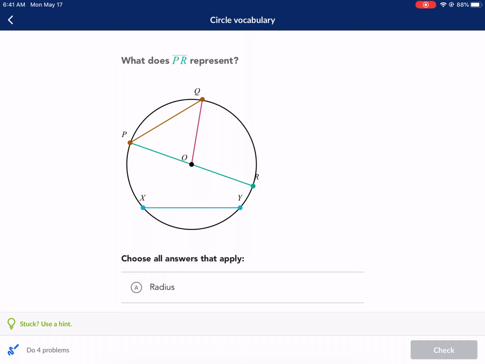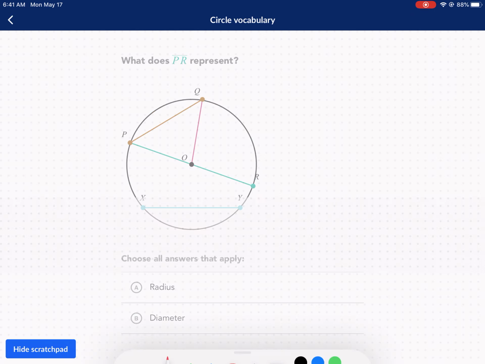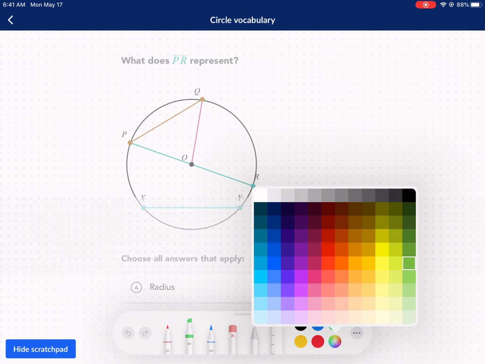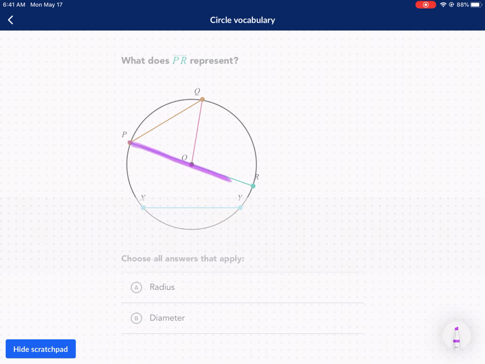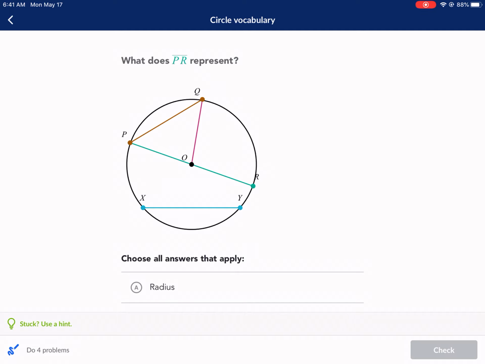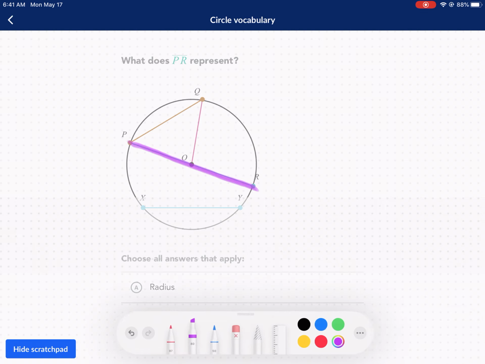What does PR represent? If we're looking here, we have to find P and R, and it's going to be a line connecting them, a line segment based on the top of this just having that little line part, no arrows. So PR is right here, and we need to decide what this is classified as. Now, a couple things. Number one, we notice that it goes through the center of the circle. All right, anyway, so this is the center of the circle. So we notice this line goes through the center of the circle. So it's either a radius or a diameter at least.